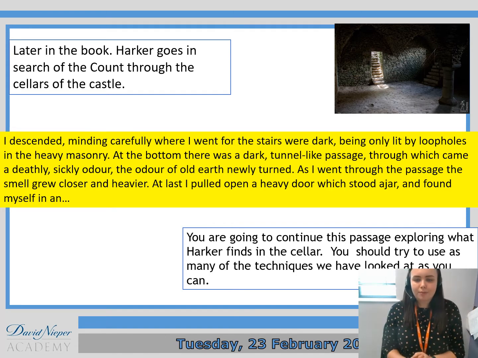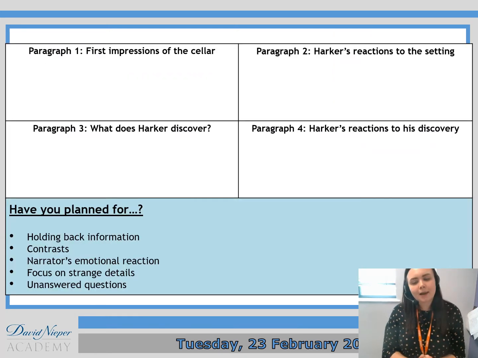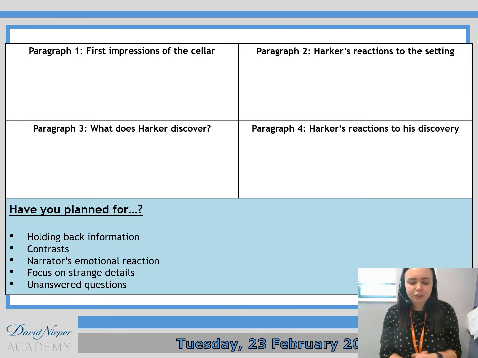You've got to pick it up from there. So I want you to continue this passage exploring what Harker finds in the cellar, okay? And I want you to try and use as many of the techniques we have looked at as you can. As we've spoken about previously, planning is absolutely the pathway to perfection, especially with writing a piece like this that I want quite a lot from.